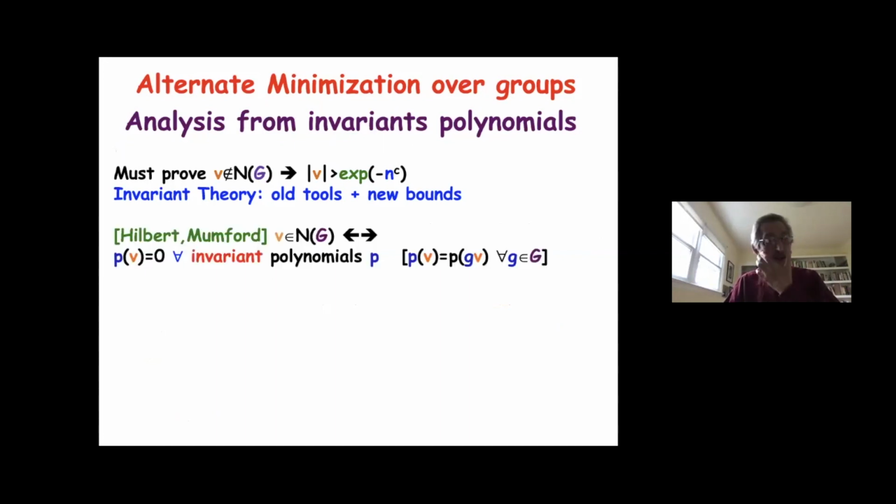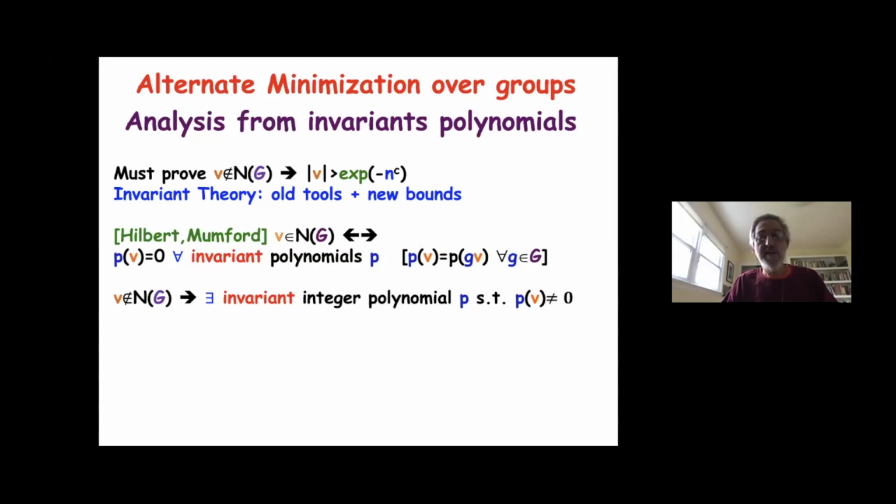These are the tools. Well, we mentioned the Hilbert-Mumford theorem, right? Something is in the null cone if and only if it vanishes on all non-trivial invariant polynomials. And so how can we use this? Well, it's not in the null cone, so there is some polynomial, and we want to use the fact that this polynomial doesn't vanish. We can assume it's an integer polynomial. It doesn't vanish, which gives a lower bound on the norm.